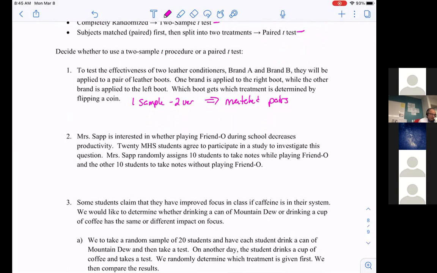Mrs. Sapp is interested in whether playing Friendo during school decreases productivity. 20 MHS students agree to participate in a study to investigate the question. Mrs. Sapp randomly assigns 10 students to taking notes while playing Friendo, the other 10 to take notes without Friendo. So again, because we have 10 students in this group and 10 students in this group, this is going to be 2 samples. So that means we're going to take a 2 sample t. There's also random assignment of groups.